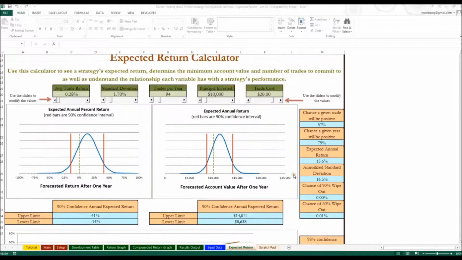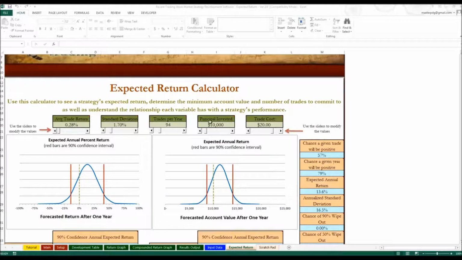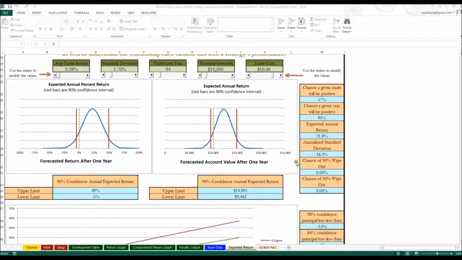That's when it's important to look at how the principal invested and the trade costs that you are incurring can affect your expected return. If we change to a lower cost brokerage firm that maybe charges $5 per trade, then our round trip cost might go to $10. Let's see how that affects it.